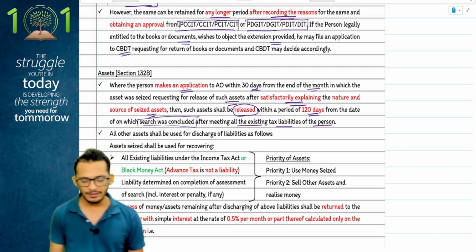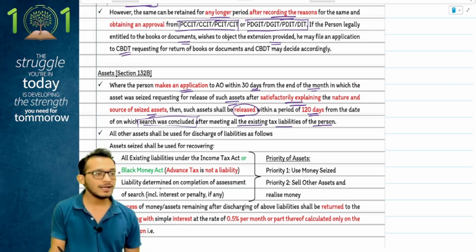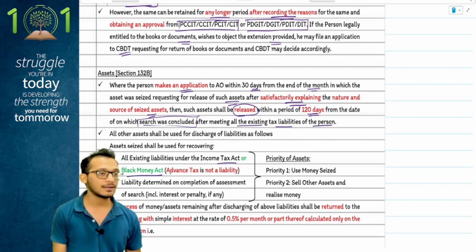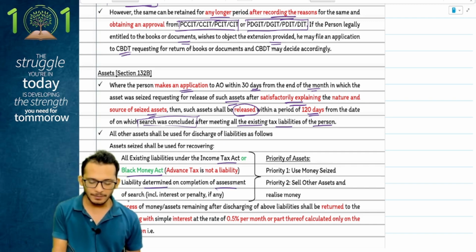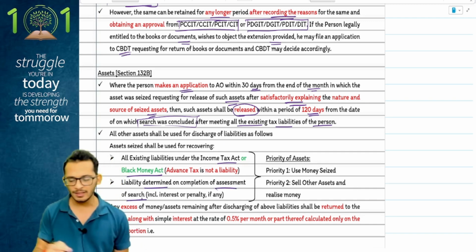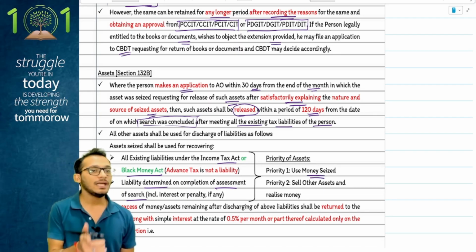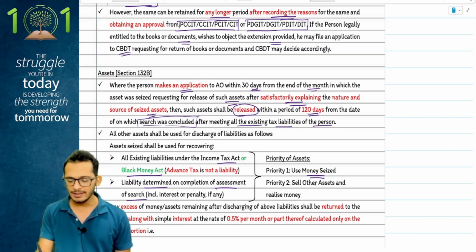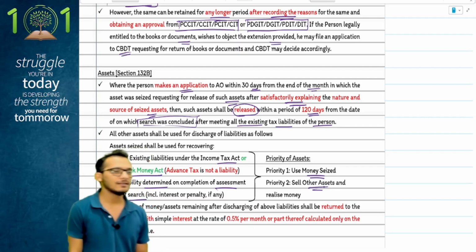Within 120 days. How will the assets be released? The first order of priority, all existing liabilities under the Income Tax Act or Black Money Act will be discharged. Then any liability determined on completion of assessment of the search will be discharged. Order of priority: first, to take away the money which is seized, even if the money is legal money. Second, if you don't have enough money, sell all the assets and realize the money.